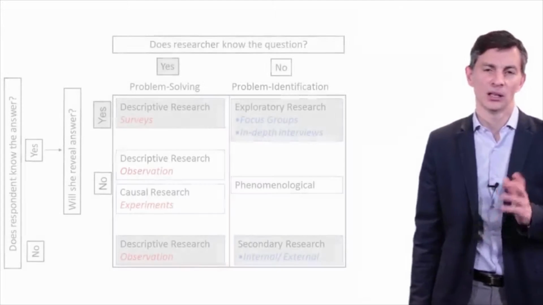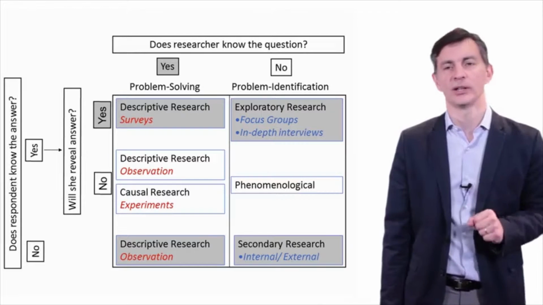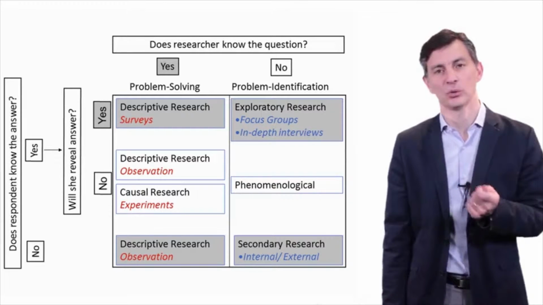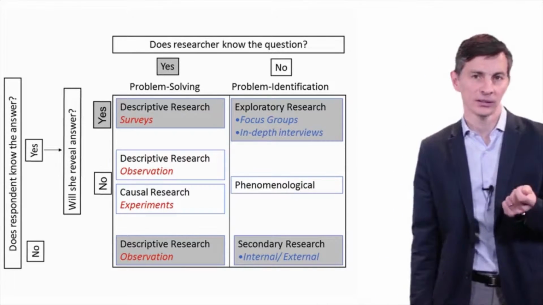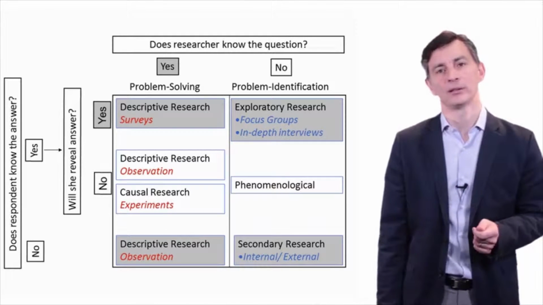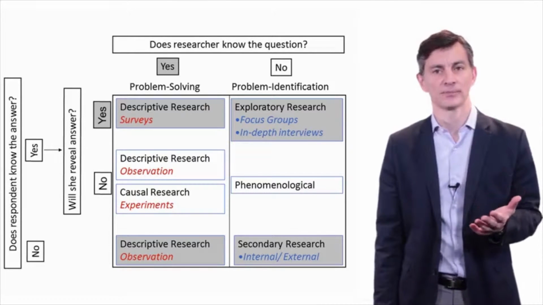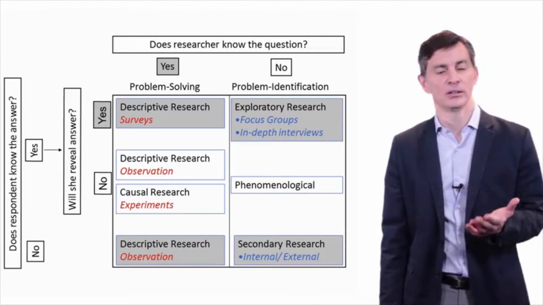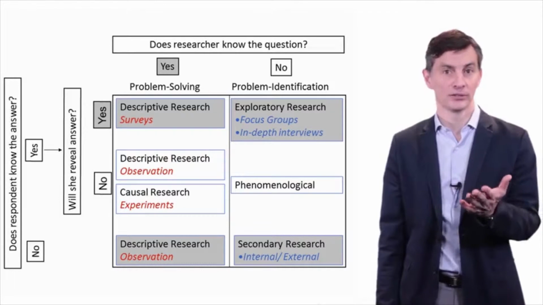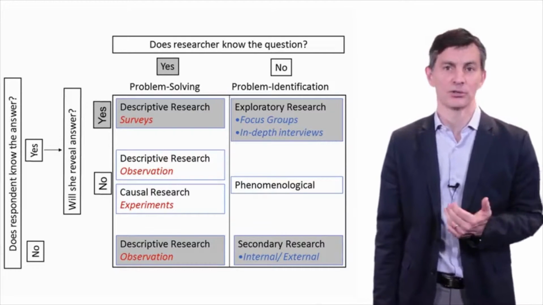So here it is. One way to look at what methods to use when is to simply ask 2 very important questions. The first one is, does a researcher know the question that he or she wants to ask? If the answer is yes, you're in the problem-solving domain. If the answer is no, you're likely in the problem identification domain. The other critical question is whether the respondent knows the answer. And even if the answer is yes, you might subsequently want to ask, will she actually reveal the true answer, such as in the case, for example, of the likelihood of recycling that I have just mentioned before.